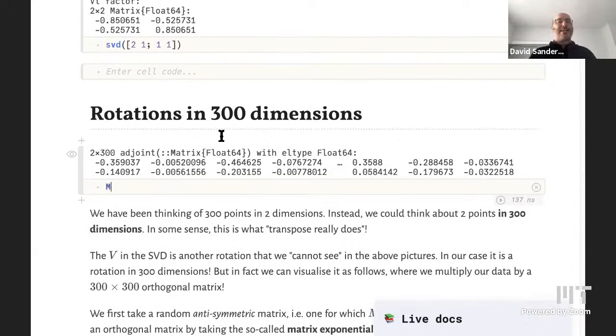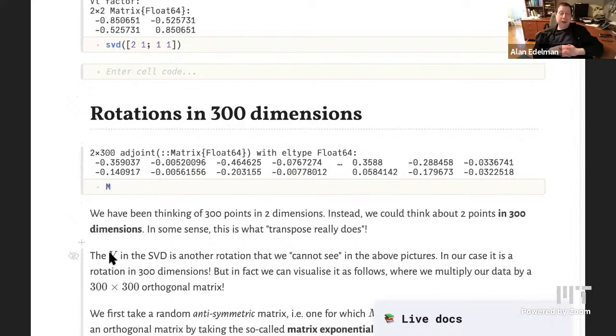In some sense, we are working in 300 dimensions. So another way of thinking about this matrix is that instead of 300 points in 2 dimensions, it's 2 points in 300 dimensions. And that's somehow what transpose is doing. If we took this matrix and thought of it as 2 columns of 300 points, then we now have 2 points in 300 dimensions. And so what we can do is actually do a rotation in 300 dimensions.